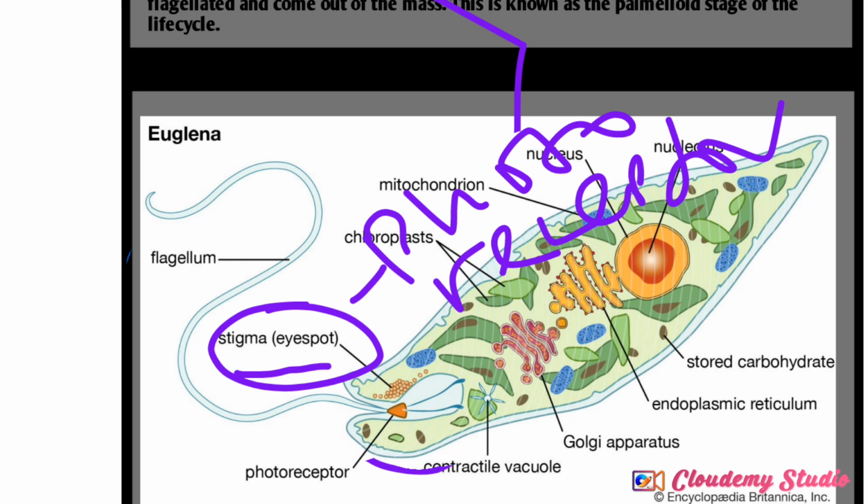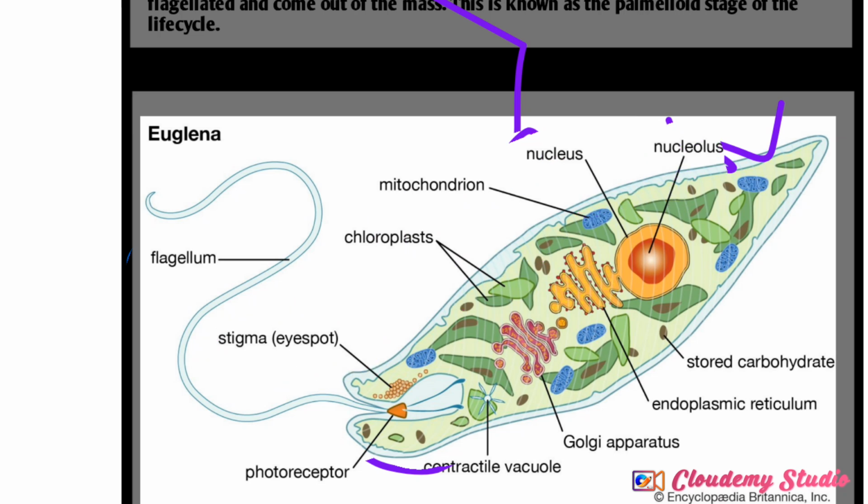Now, what about their excretion and respiration? They excrete through simple diffusion. That is how they excrete. They have no special organelle for excretion. So it's through the body surface. That is where they excrete, and it is by simple diffusion.